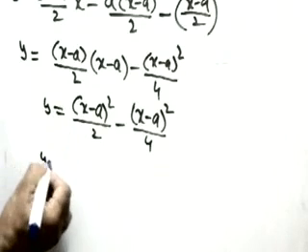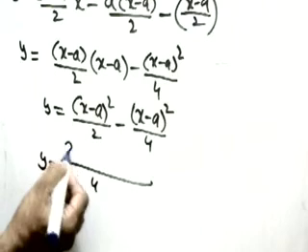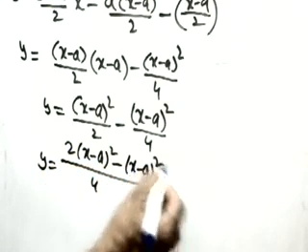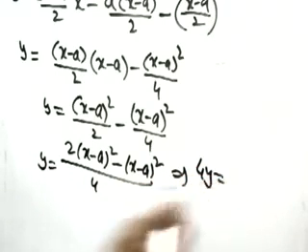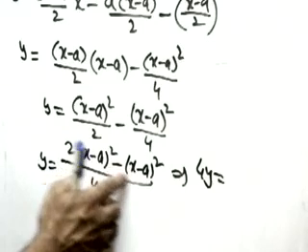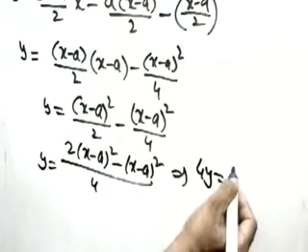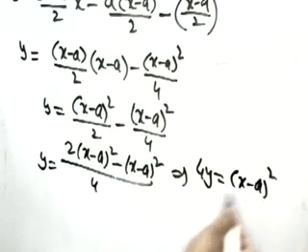Now let me take LCM. If we take LCM, we will get LCM as 4. So this will be 2 into x minus a whole square minus x minus a whole square. Bring this 4 here, this will become 4y. 2 into x minus a whole square minus x minus a whole square will be x minus a whole square. So this is the singular solution of the given equation.